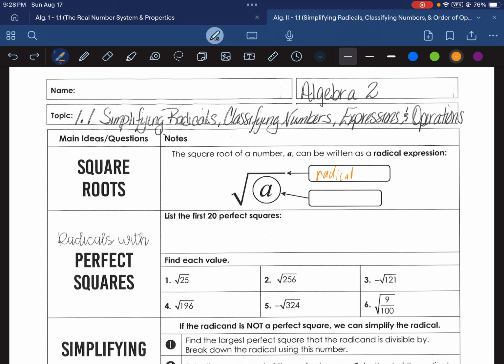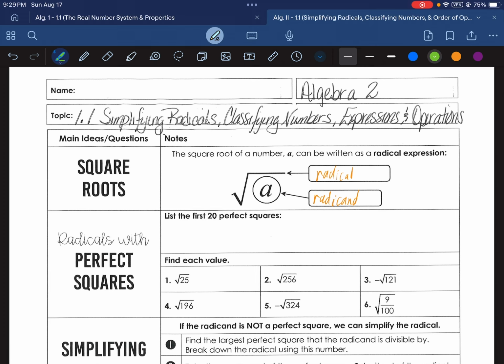This a here, whatever's underneath the radical or square root symbol, is called the radicand. Now when we're working with radicals or square roots, it's very important we talk about perfect squares. We're going to list the first 20 perfect squares. That's a number times itself, or a number squared, gets you that number. Try to do these on your own: pause the video and work on that.